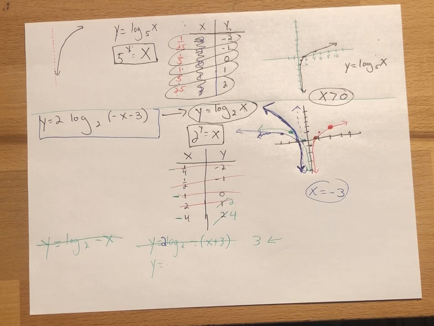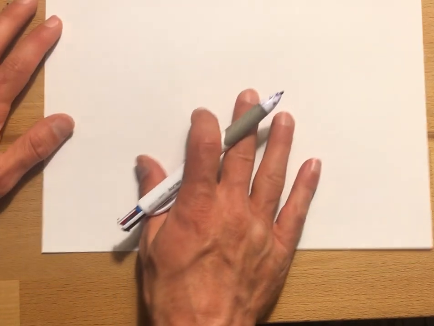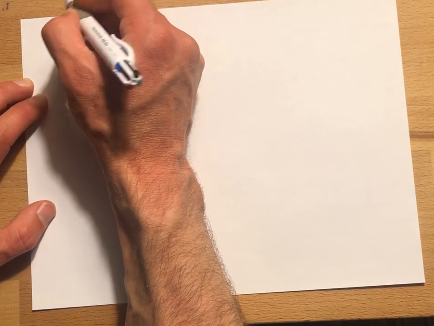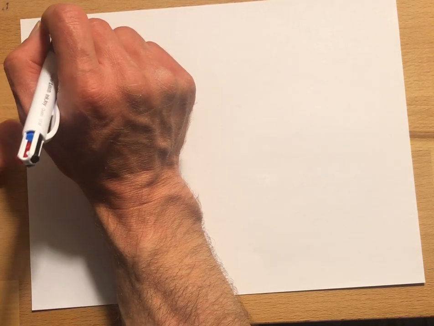All right. Now let's try another one. I'm going to give you the very last one to do. Now, with this one, I'm going to draw the graph. And this is the one that I have you guys do, where I say, you try this. y equals 4 log base 2 of x plus 6 and then minus 7.